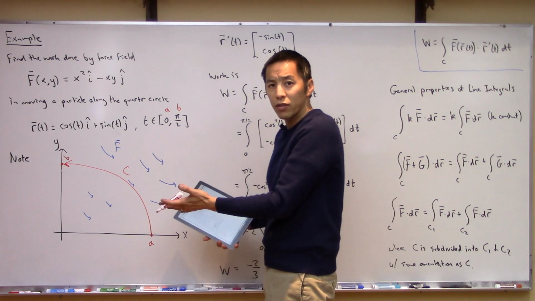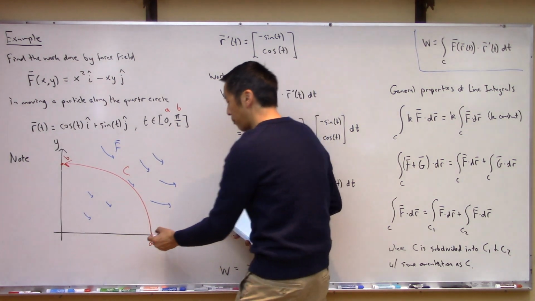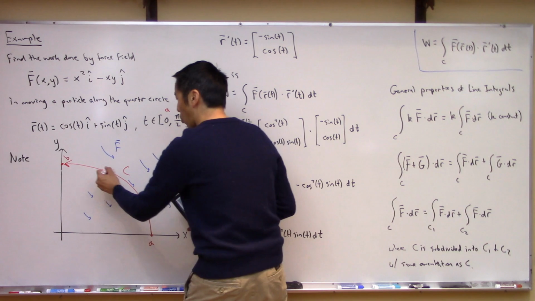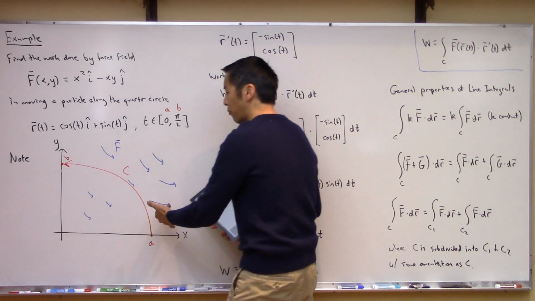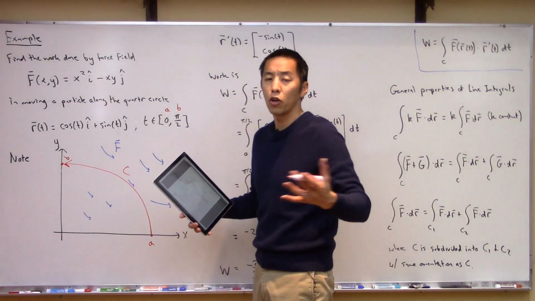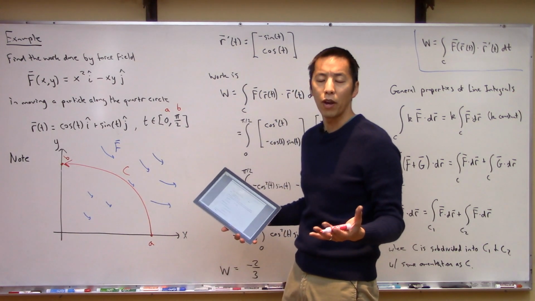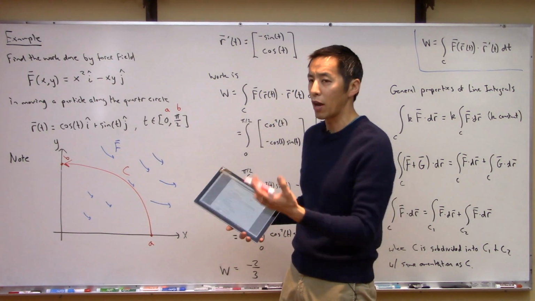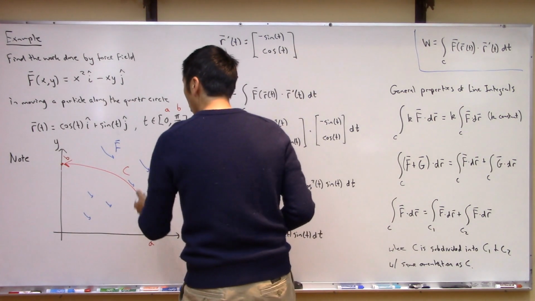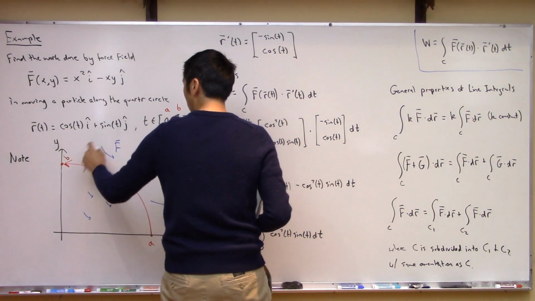So this is the physical setup of the problem. I just want a particle starting down here. It's going to go through this quarter circle arc, and it's going to move through this vector field. And I want to know what's the work that the vector field had to do to move that particle through that path, right? Okay, so here's our parameterization of this curve C.